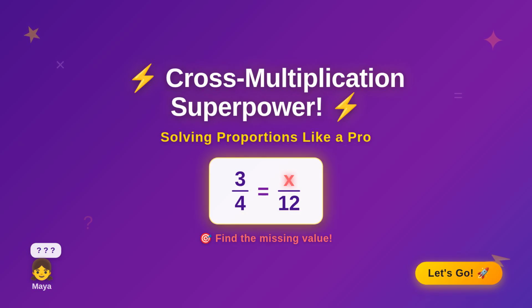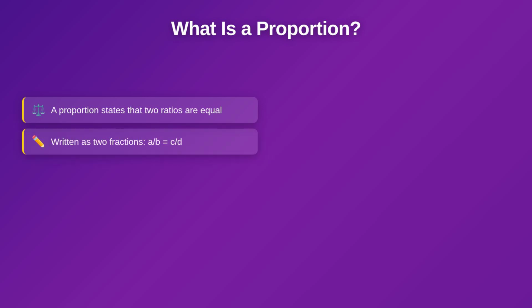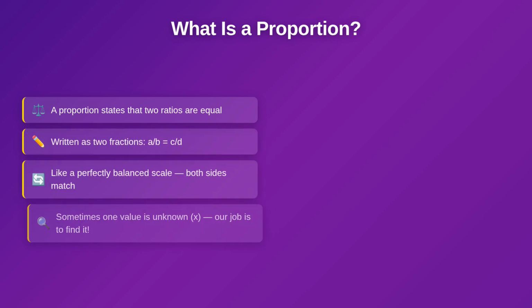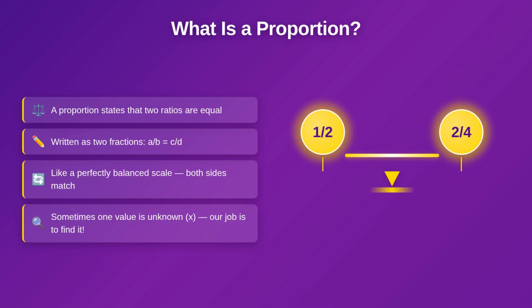Let's go! Before we get to cross multiplication, let's make sure we know what a proportion actually is. A proportion says that two ratios, or two fractions, are equal to each other. Think of it like a perfectly balanced scale. One side equals the other. For example, 1/2 equals 2/4. That's a proportion. Now, sometimes one of those numbers is missing, replaced by x, and our job is to find it. That's exactly what Maya needs to do with her homework.